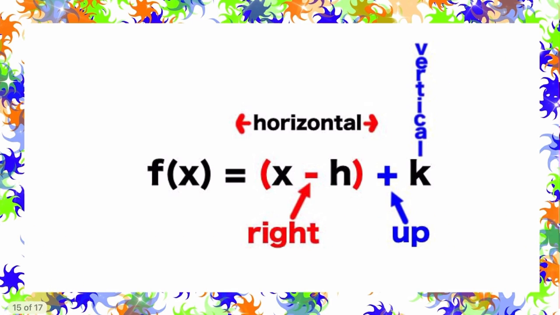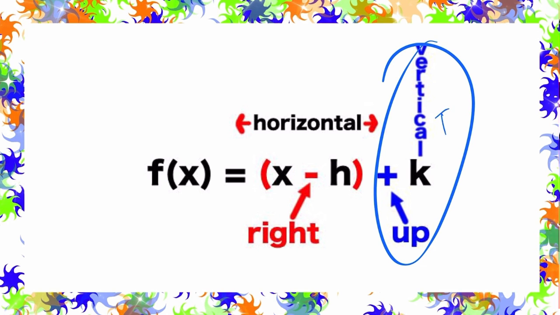Just to remind you, our cheat sheet here: if you see a number inside parentheses, it's going to be either left or right. And if you see a number that is outside parentheses, it's going to be either up or down.